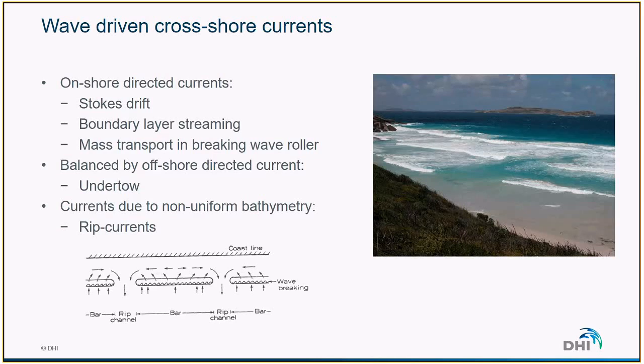And finally, there are also currents that are due to the non-uniformity of the bathymetry. For instance, rip currents, which are due to discontinuity in the bar. When the waves are breaking, they generate wave setup. We've seen that before, and this increases the water level inshore of the bar. Wave breaking is less intensive in the rip channels due to the larger depths, and this leads to a lower water level in this area.